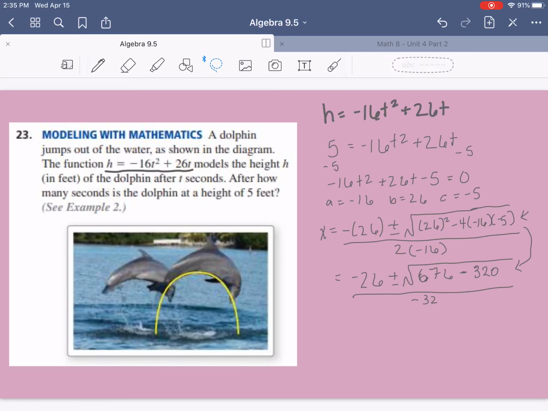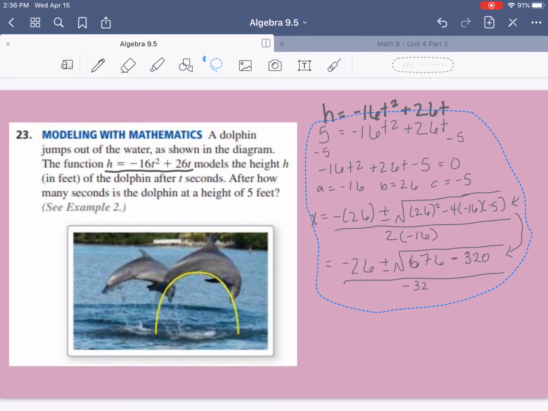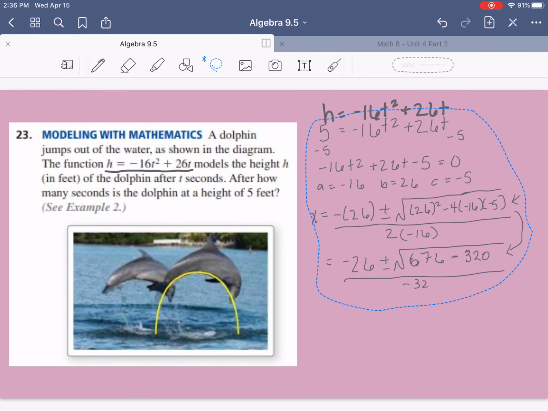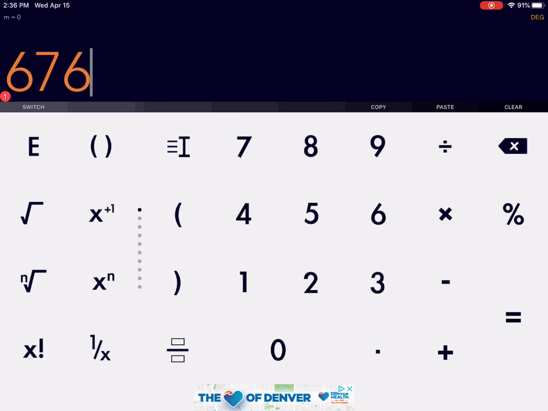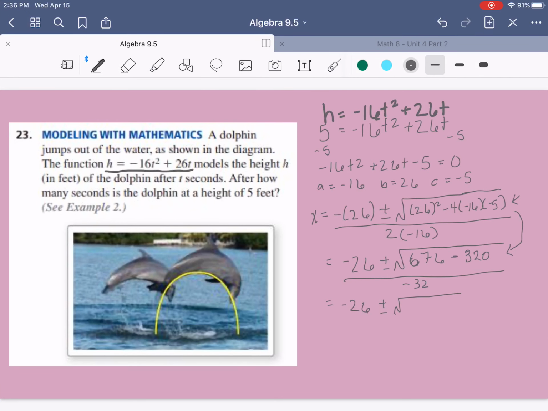All right, so let's see. Just going to move that up to squash it a little bit. Nifty, eh? Love my Apple Pencil. Okay, so now I have negative 26 plus or minus the square root of 676 minus 320, which is 356, over negative 32.